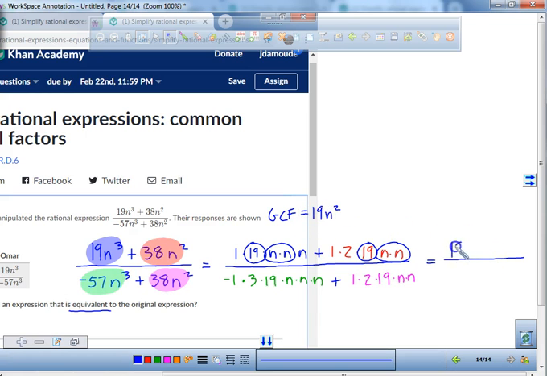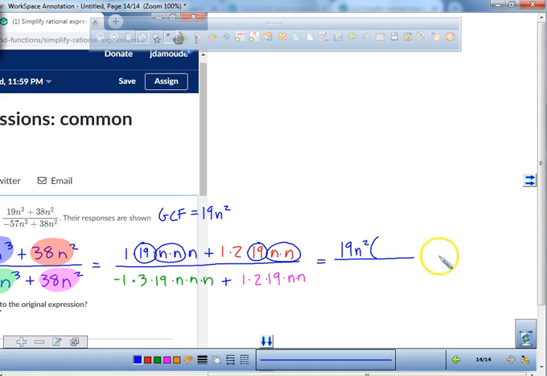So we're going to factor out 19n squared out of the top expression. What do we have left if we factor out a 19n squared? We have a 1 and an n, which is just n. Over here, what do we have left if we factor out a 19n squared? We have just 1 times 2, which is 2. And so what have we factored out? We factored out what's called the greatest common factor out of our numerator. Those are the factors that they have in common.